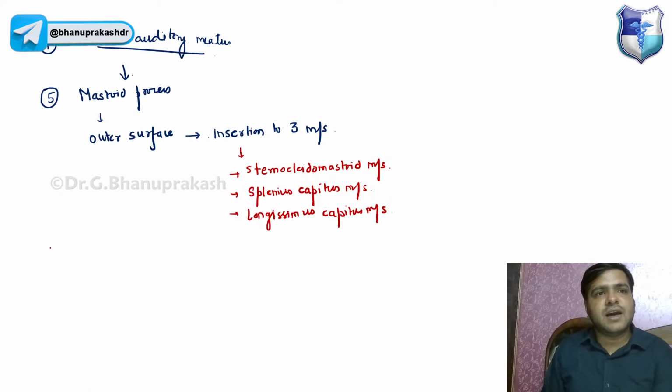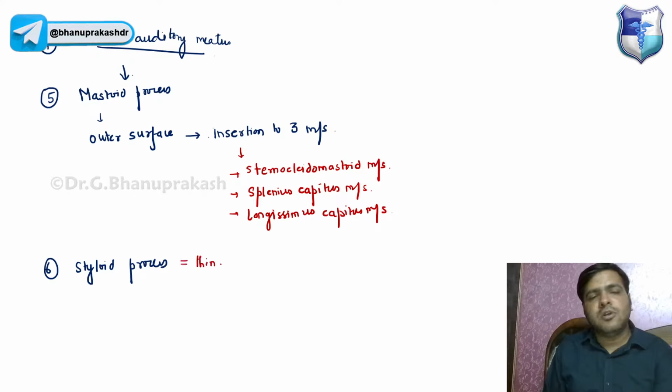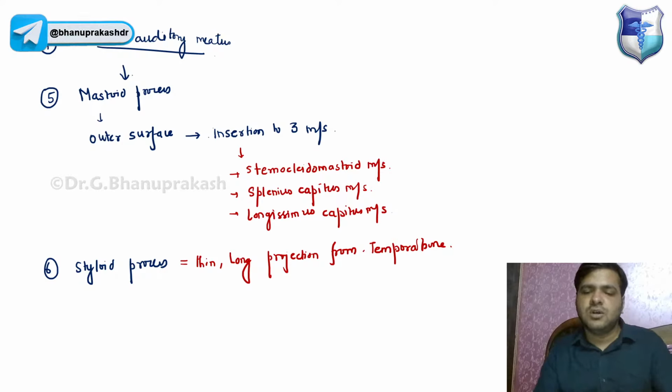So remember, guys, we have the sixth one, the styloid process. It is a thin, long projection from temporal bone, right? So it gives attachment to two muscles and three ligaments, guys. So remember, guys, yes.